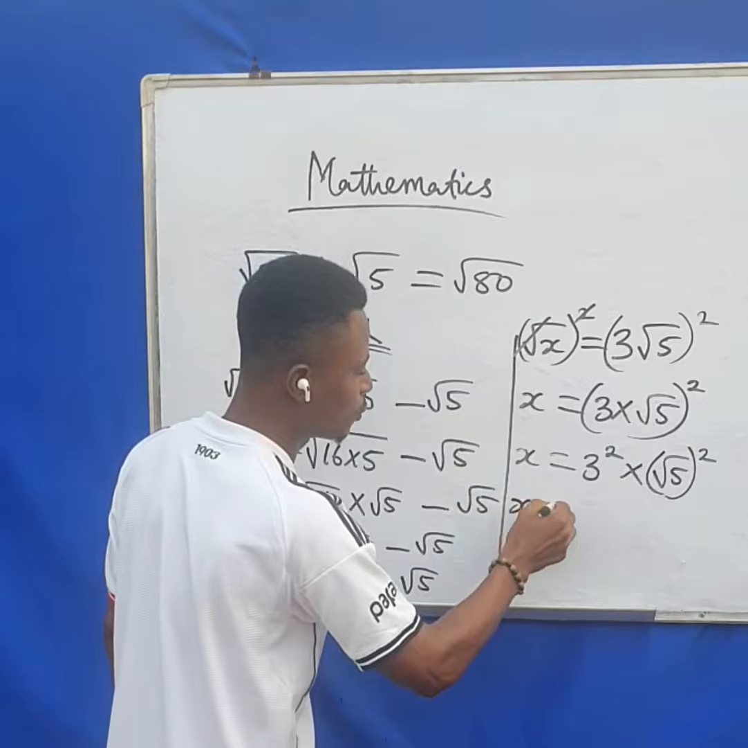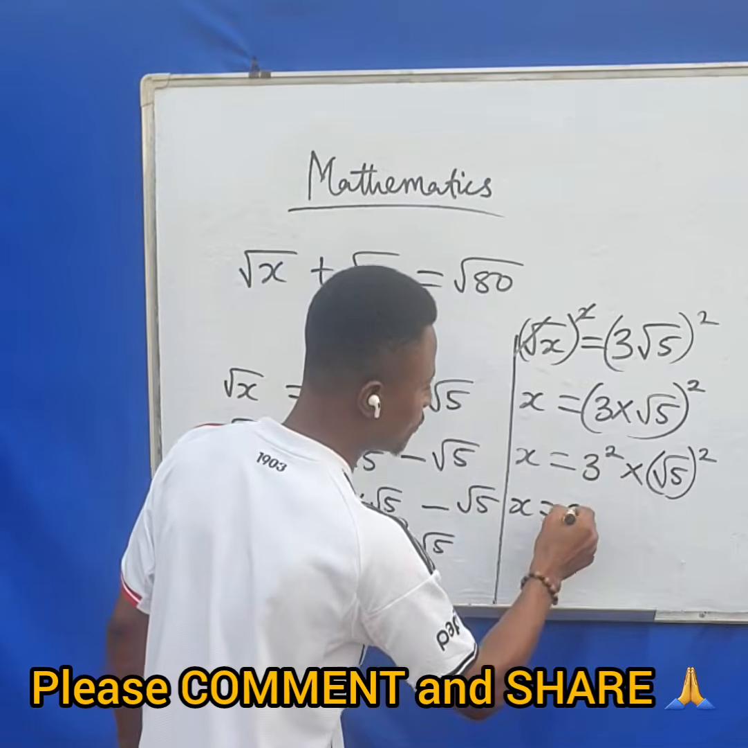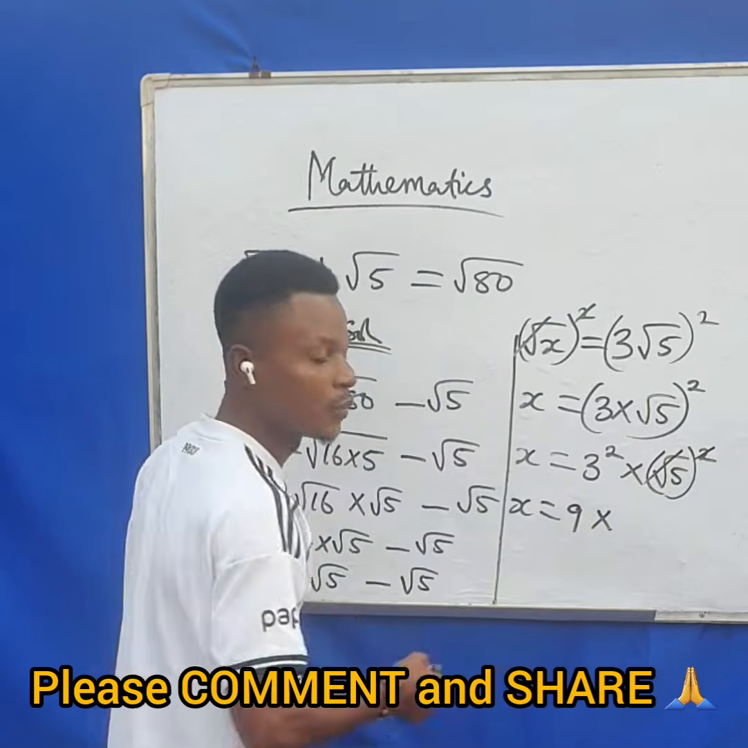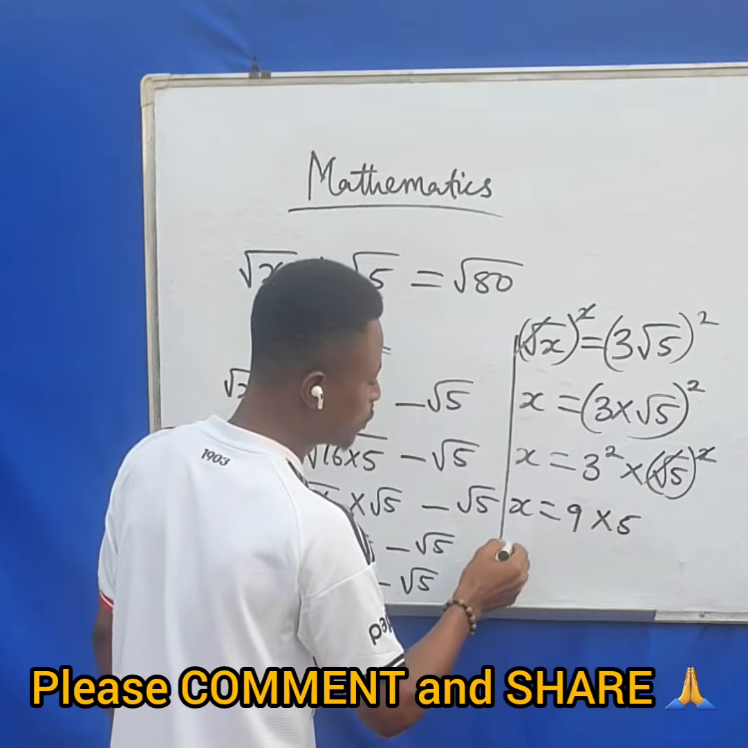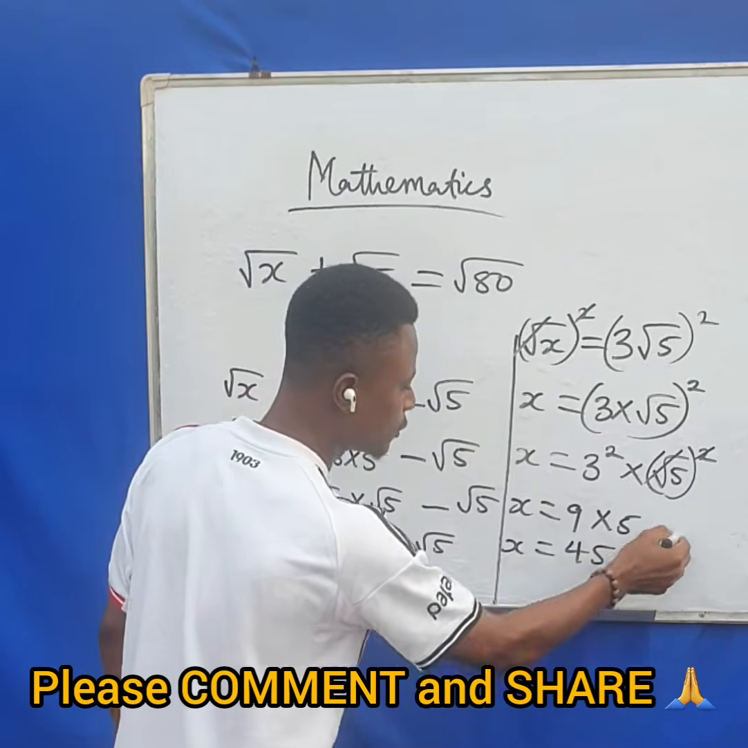You have x equal to 3 raised to the power of 2, which means 3 times 3, which is 9, times, for this one, power 2 and square root will cancel, and we have 5 here. We have x equal to 9 times 5, which will give us 45. This is the answer to this question.